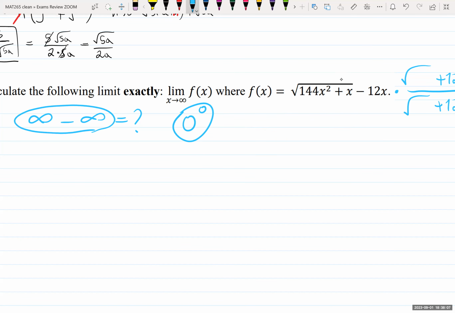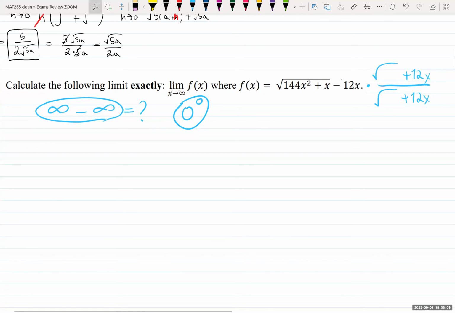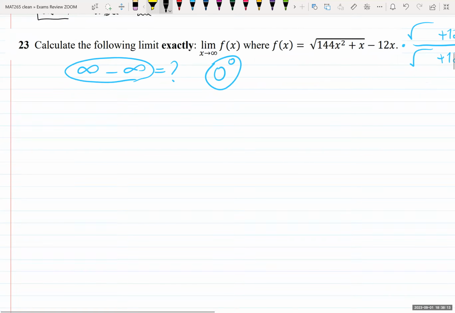In general, if you want a classical what-to-do on the exam when you're freaking out, multiply by the conjugate when you see a square root. It's 99% going to work.